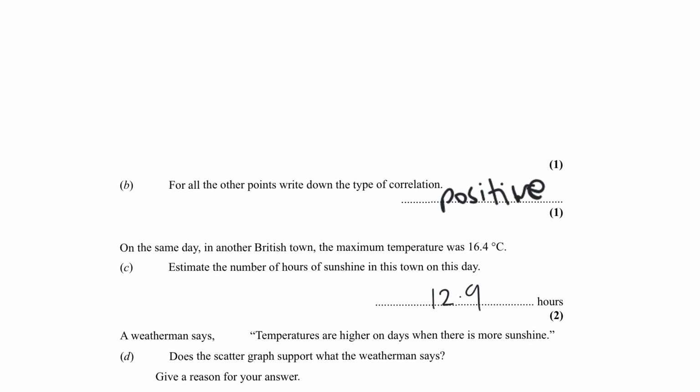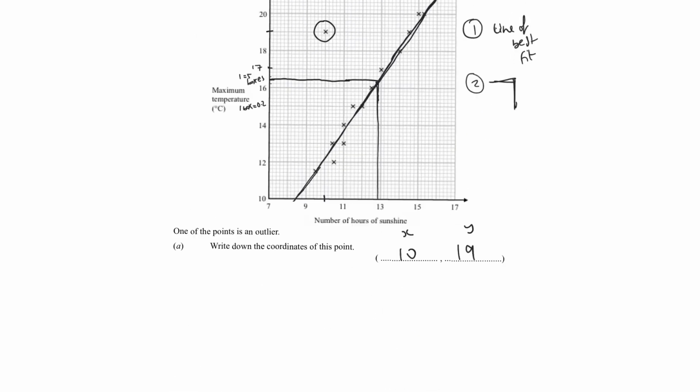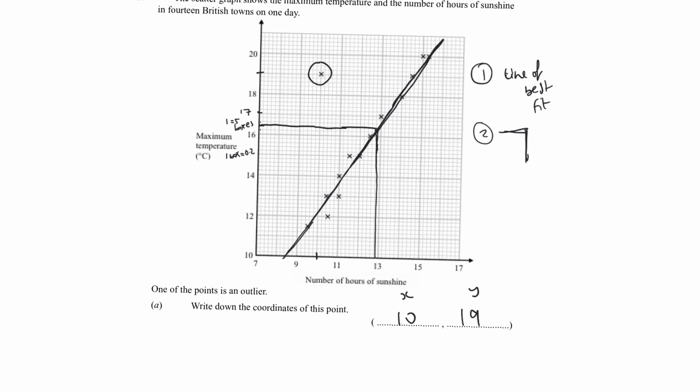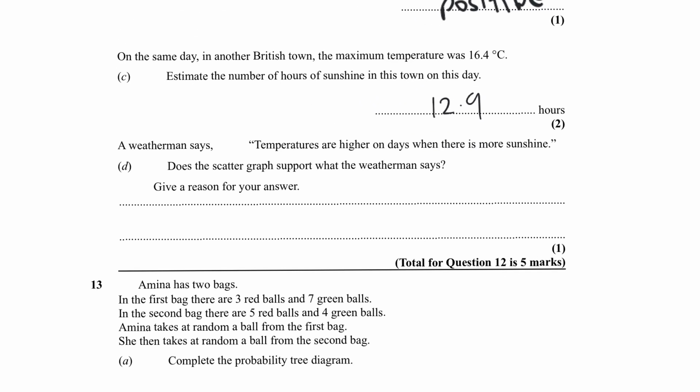So on that day, at that temperature, it then says the weatherman is saying the temperatures are high on days when there's more sunshine. Does the scatter graph support this? Well, yeah, because as we can see, it's a positive correlation. Just to recap, positive correlation means that if you have one part of the graph going up, you have another bit going up. As we can see from the graph, temperature is increasing, number of hours of sunshine is also increasing. So anything along those lines would give you a mark. So I'm going to say yes, because the graph is a positive correlation.